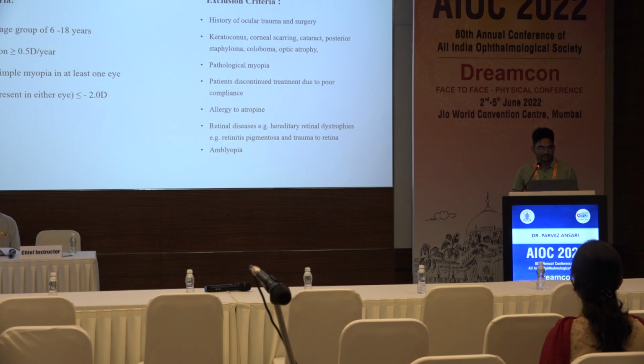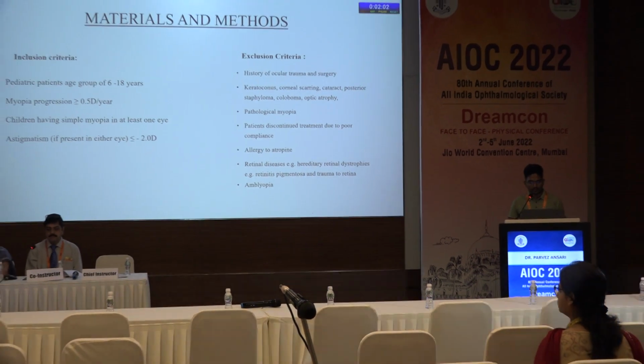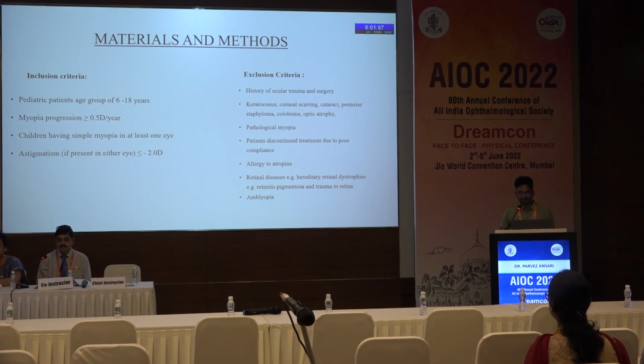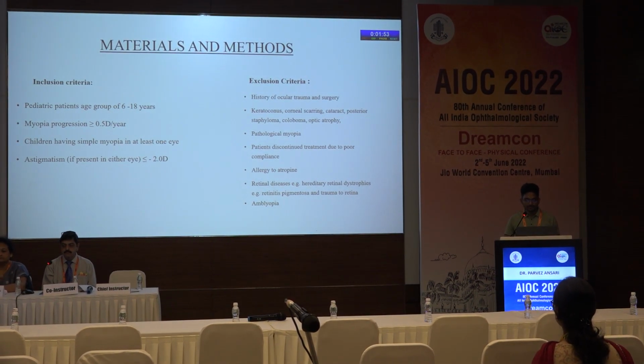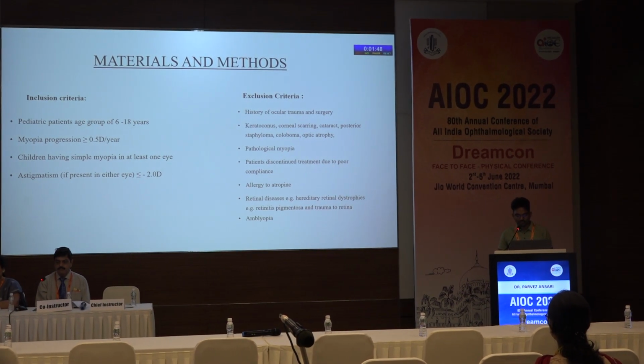Materials and methods. Inclusion criteria are pediatric patients in the age group of 6 to 18 years, myopia progression equal to or more than 0.5 diopter per year, and children having simple myopia in at least one eye. If astigmatism is present in either eye, it should be equal to or less than 2 diopters. History of ocular trauma, surgery, keratoconus, corneal scarring, cataract, posterior staphyloma, coloboma, optic atrophy, pathological myopia, allergy to atropine, amblyopia, retinal disease such as retinitis pigmentosa, and trauma to the retina are excluded.